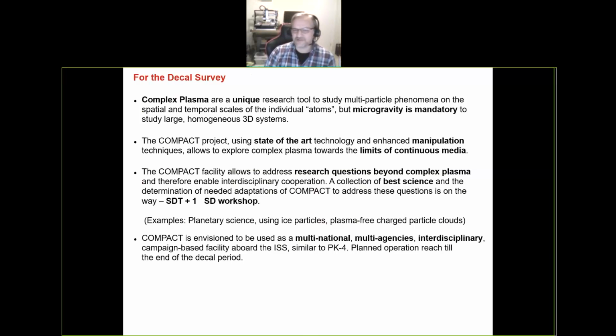Yeah, the research question should be broad, the community should grow, and therefore we have a science definition workshop, and the science definition team will in the next month actually collect all this information and sort it. It should be finally a multinational, multi-agency, interdisciplinary, campaign-based facility. And I hope that all agencies who are participating in the ISS will be on board at that. So that's my vision here, presented for the SDG.